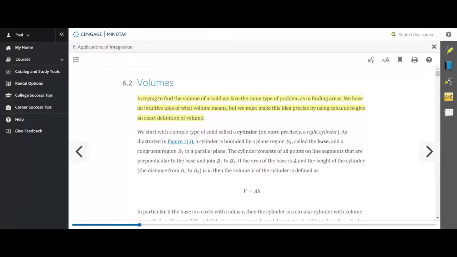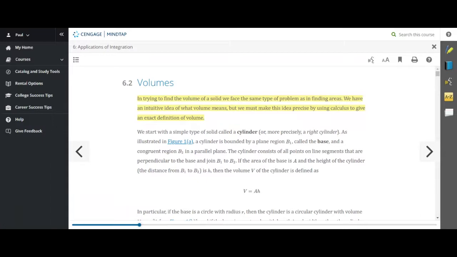Okay, so we're in section 6.2. We're now talking about volumes. In section 6.1, we were talking about finding areas between curves. In 6.2, we're going to use calculus to help us find volumes.